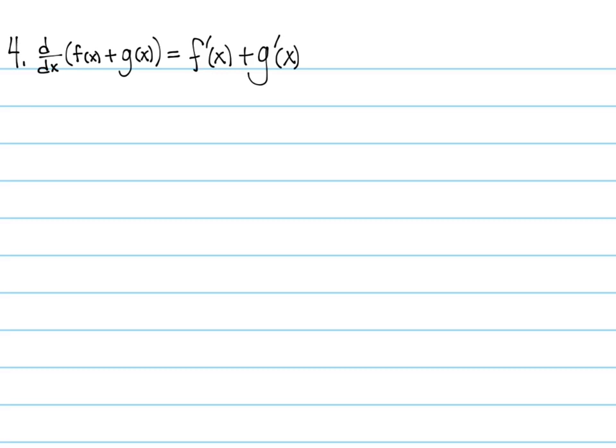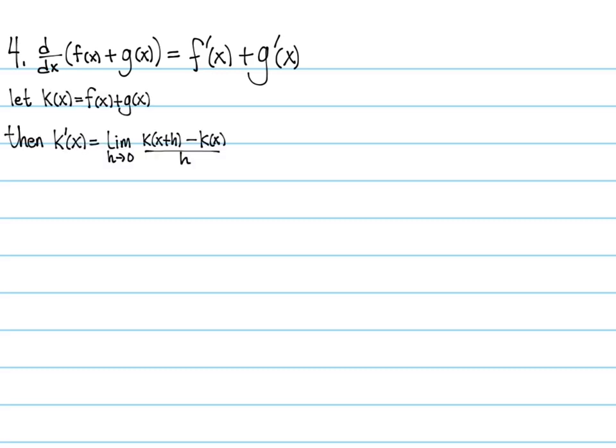One more rule, we have the derivative of the sum of two functions is the sum of the derivatives. So let's come up with a new function. We're going to call it k of x, and it's going to be the sum of f of x and g of x. Well, then k prime of x is the limit as h goes to 0 of k of x plus h minus k of x over h. Well, if you plug in x plus h to k of x, that's f of x plus h plus g of x plus h. And so we get this expression here in our limit.